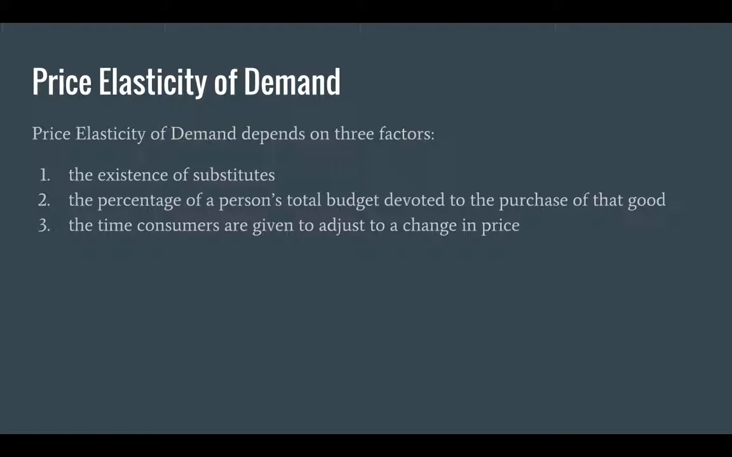Okay, so price elasticity of demand depends on 3 main factors. Number 1, the existence of substitutes, right? Maybe I can find those brownies somewhere else for a lot cheaper. Or are these the only brownies in the whole world, and so if I want a brownie, I have to get them from school? Number 2, the percentage of a person's total budget devoted to the purchase of that good.